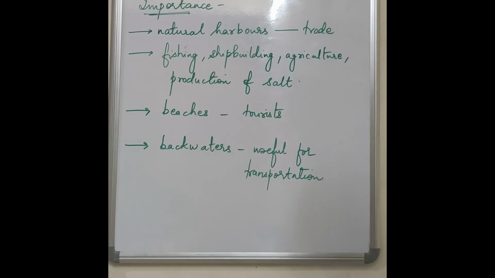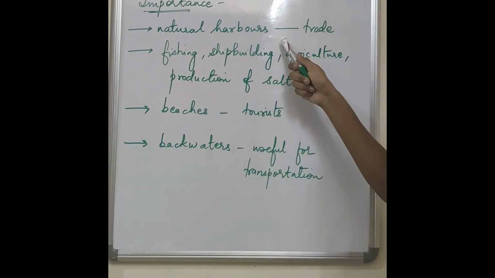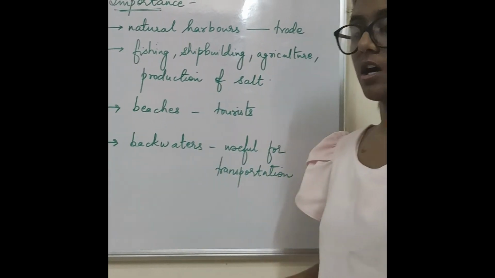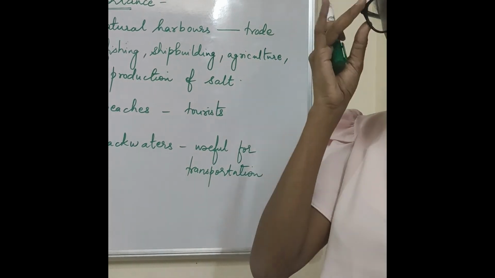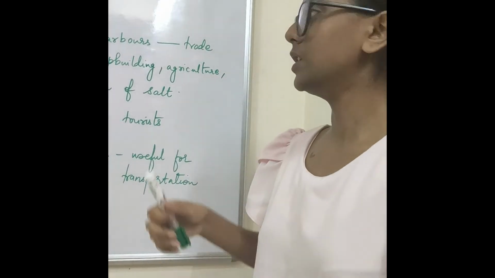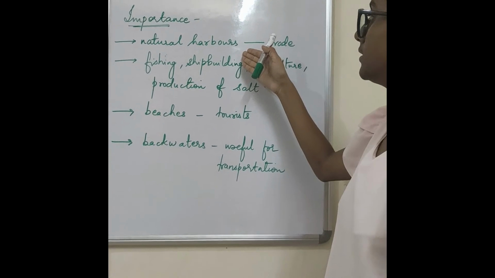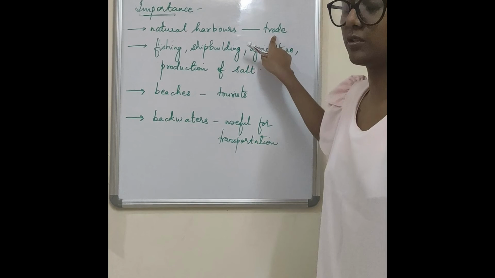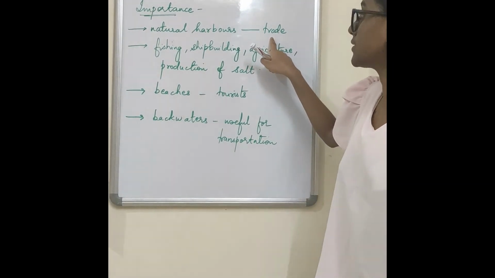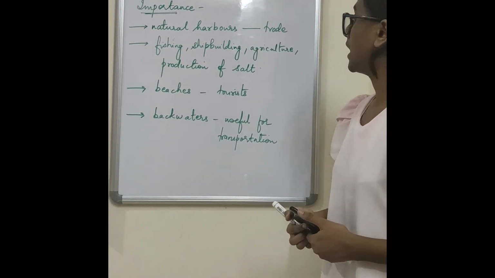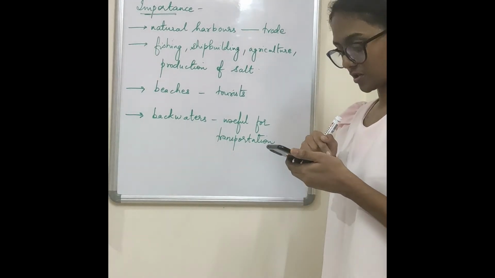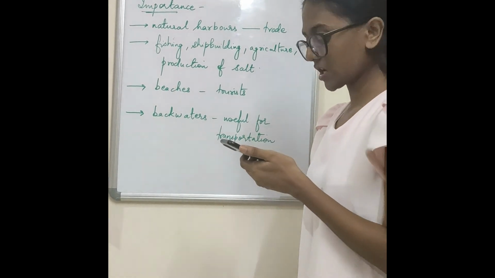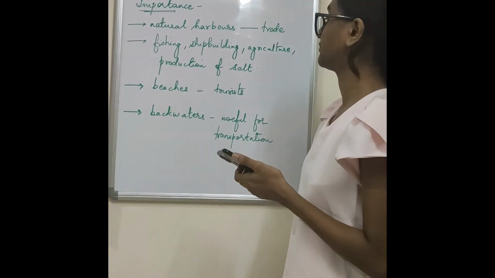Now let's learn about the importance of coastal plains. Obviously, it has a lot of natural harbors. So harbors are places where huge ships can transfer cargo. So they can come and dock in the harbor so that we can do trade with lots of other foreign countries. Okay, so it's very, very important in terms of economy. And some of our natural harbors are Kandla, Mumbai, Marmagoa, Kochi, Visakhapatnam, Kolkata, etc.